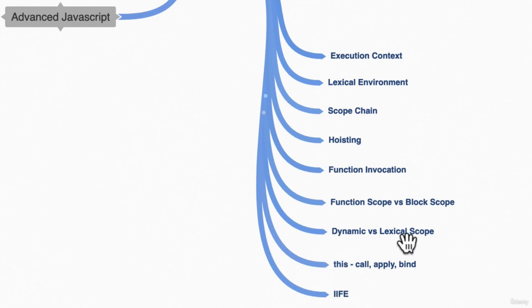We learned about dynamic and lexical scope, how JavaScript just has lexical scope, except for this little thing called the this keyword that has dynamic scoping. That is, it gets determined what the this value is when the function is invoked. We also learned how to master the this keyword, the benefits of having the this keyword, how to use call, apply, and bind. And we also learned about immediately invoked function expressions.